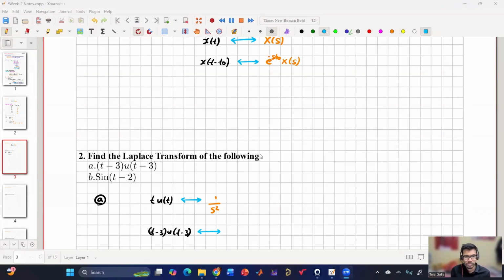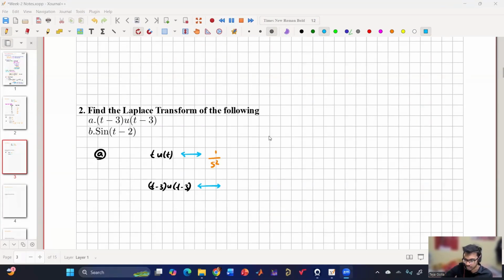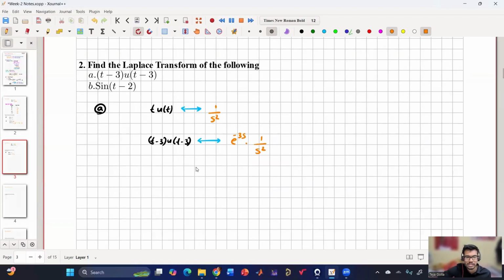e raised to minus 3s into 1 upon s square, right? Yes, very good. So here our t naught is 3. So we'll have e to the power minus s t naught, so e to the power minus 3s into x of s, which is 1 by s square. So if you solve, this is what we'll be getting: e to the power minus 3s into 1 by s square.